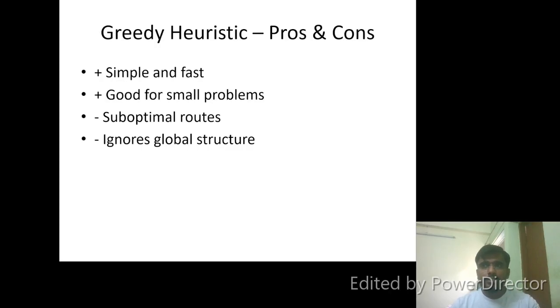Now Tuhin will introduce a more sophisticated approach, the genetic algorithm. So now it's time to hand over to you, Tuhin.